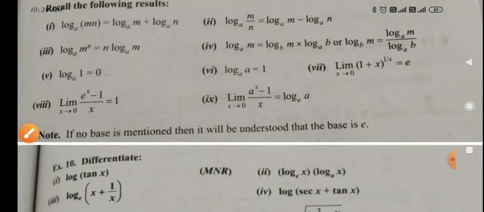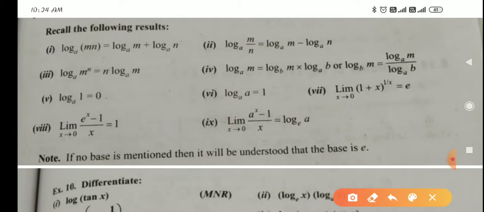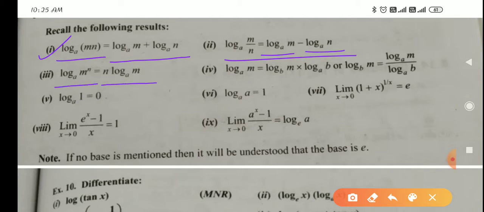Before the examples, you have to keep in mind these results which you have studied in class 9th and 11th. First result: log mn to the base a equals log m plus log n. It was the product rule. Quotient rule: log m upon n equals log m minus log n. Power rule: log m to the power n equals n log m. You have studied these in class 9th. Log m to the base a can be written as log m to the base b times log b to the base a, or you can write log m to the base b equals log m to the base a divided by log b to the base a.